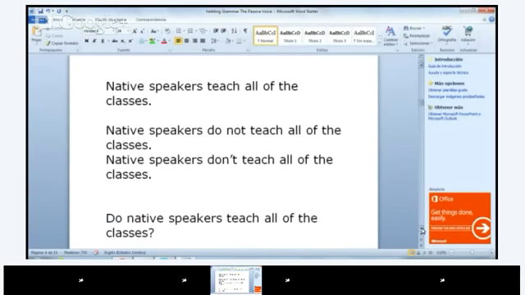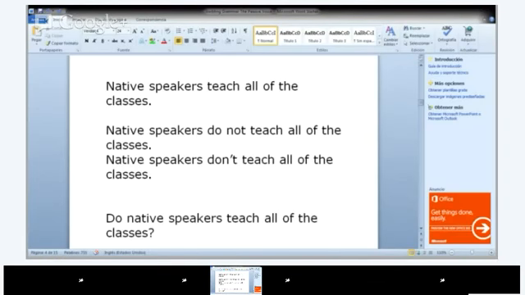Okay, so this is an example of how we make positive statements in simple present tense, which is not simple. It's not easy. This is an example of how we make negative statements in simple present tense, active form, and how we make questions. Okay, so now it's time for everyone to participate.